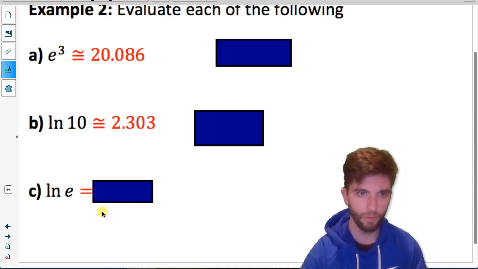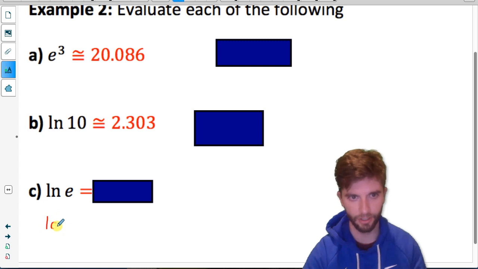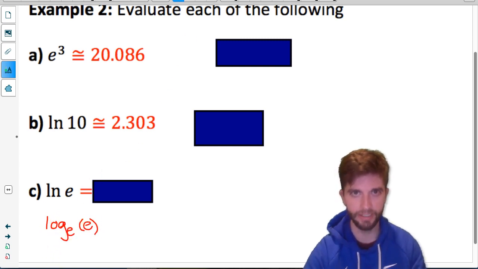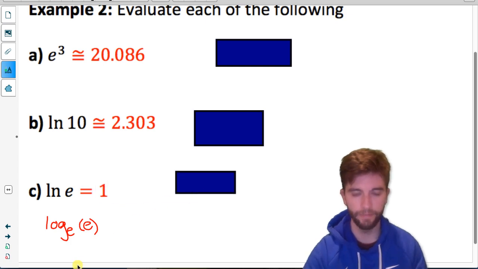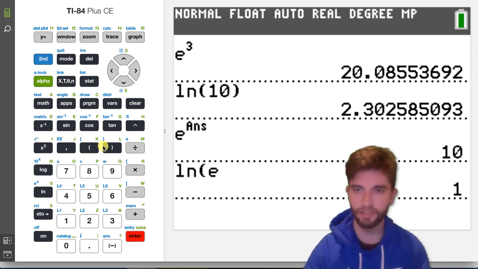And ln e, well, what exponent goes on e to get e? Remember, ln means log base e. So log base e of e. What exponent goes on e to get e? 1. Let me prove that to you. Ln of e is, yes, it's 1.